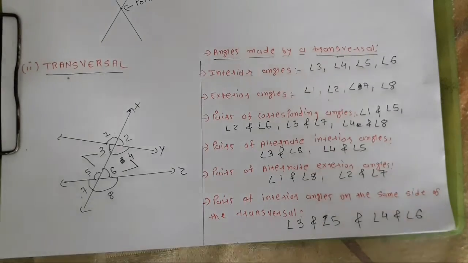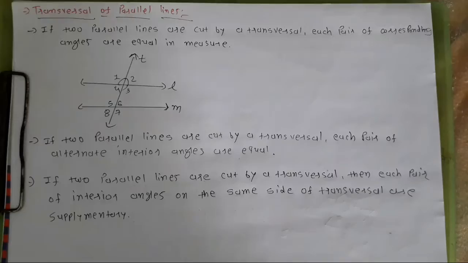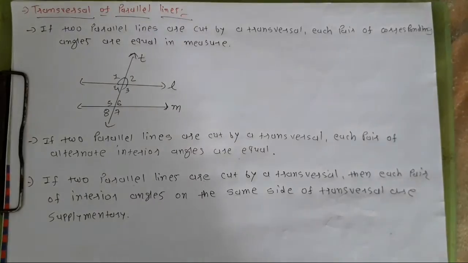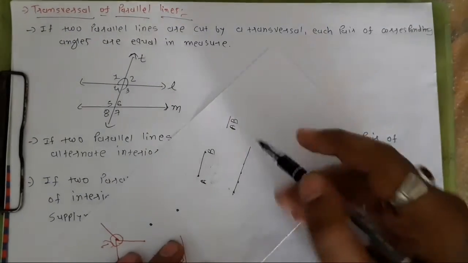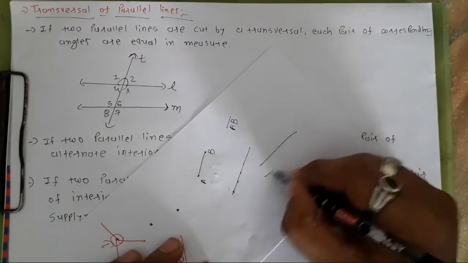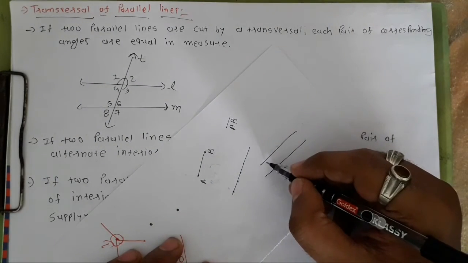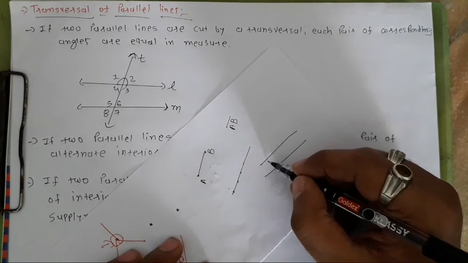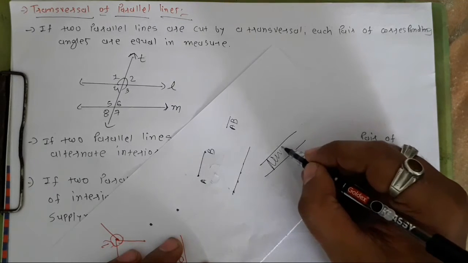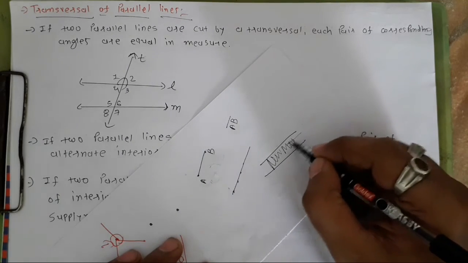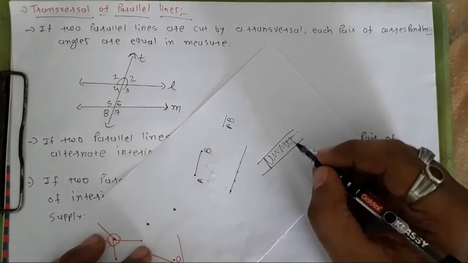So now moving to the next topic, transversal of parallel lines. Now what are parallel lines? These two lines are called parallel lines. Why parallel lines? Because whenever the distance between two lines is the same throughout, those lines are called parallel lines.